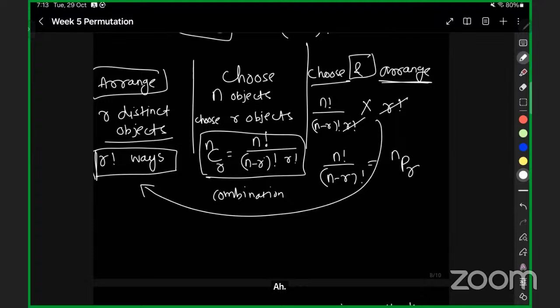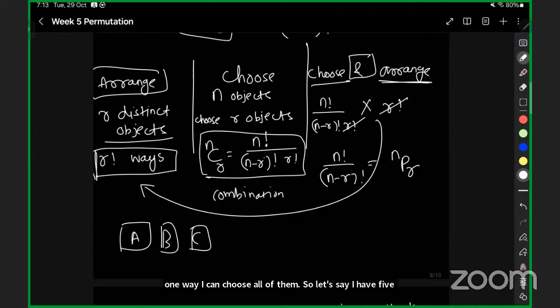The choosing part: only one way I can choose all of them. So let's say I have 5 students. If I tell you to select all of them, how will you do it? One way only, right? Because all of them you have to select. There's no other way.